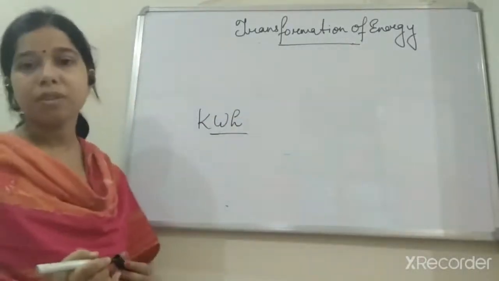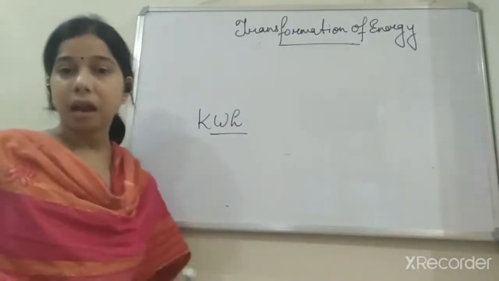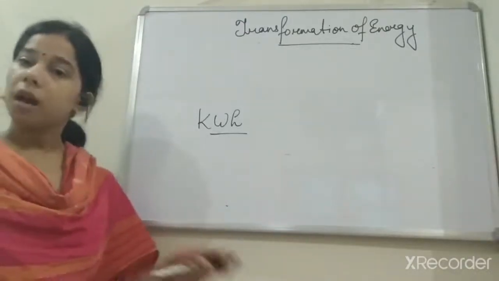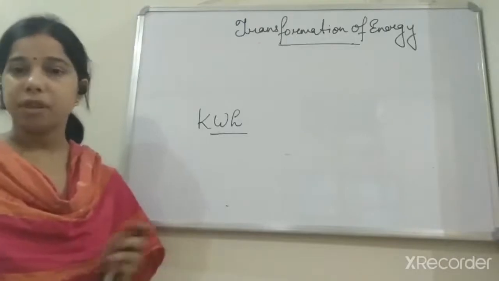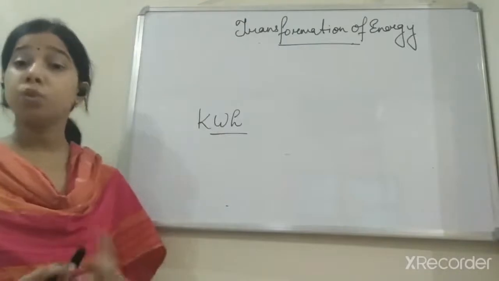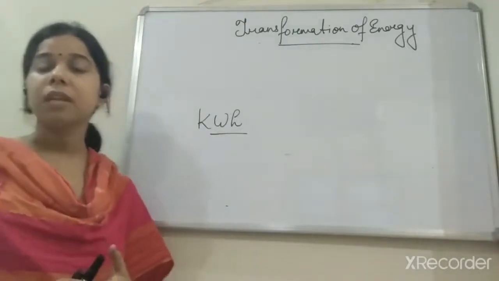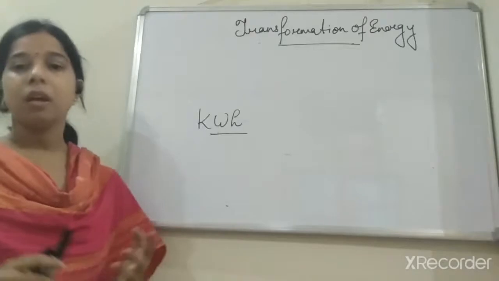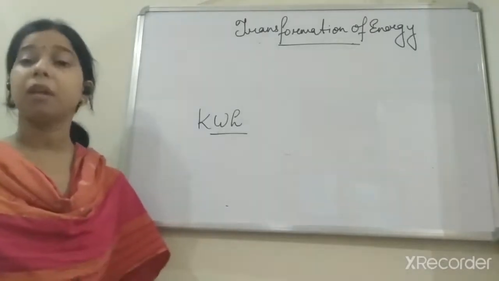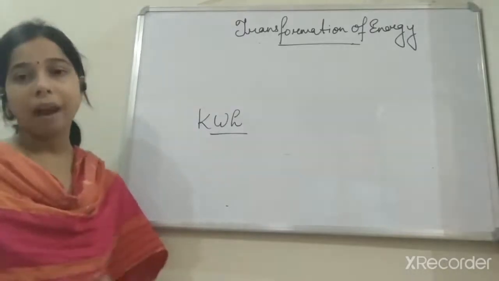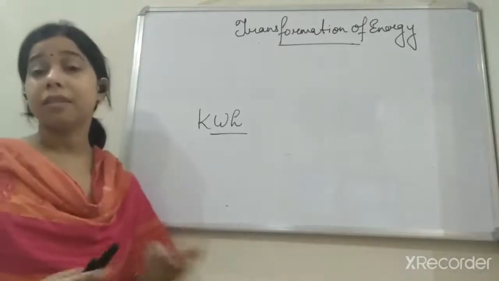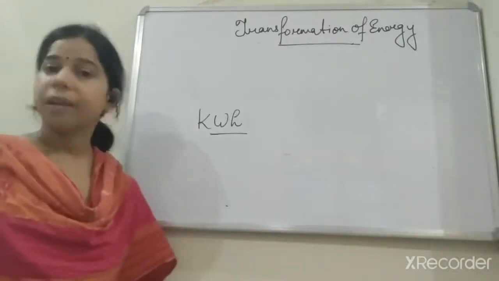To measure electrical energy on a larger scale, the unit we use is the kilowatt hour. We studied that the joule is a smaller quantity, so we cannot use it on a larger scale. Because of that we must use a larger unit, which will give us a manageable value. That is why there is a need for the commercial unit of energy.